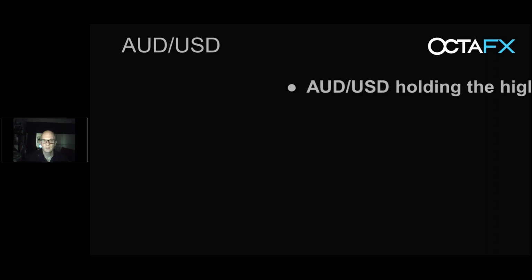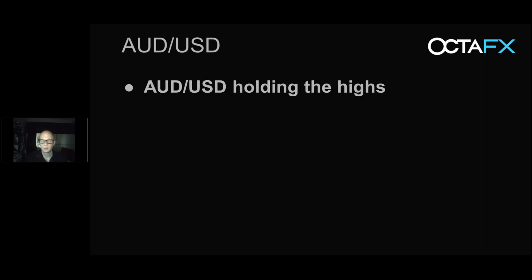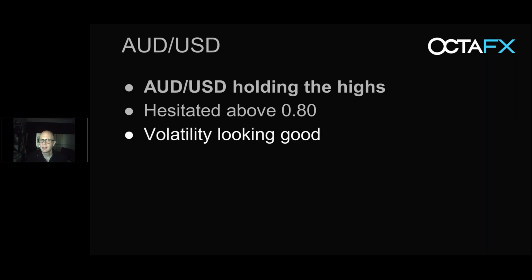Okay, I know the Aussie dollar is holding the highs. It broke above that 78.35 level, but it hesitated above 80. It had some altitude sickness over there. Volatility is looking good, and I'm really happy with that because we had a long period where the Australian dollar just did not move at all.